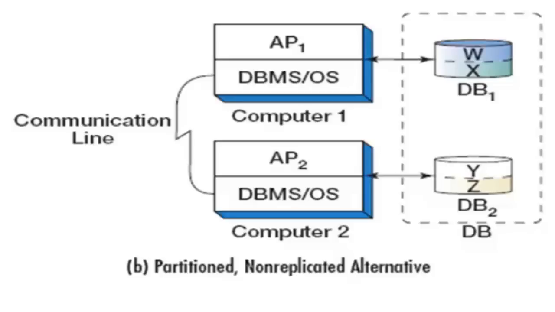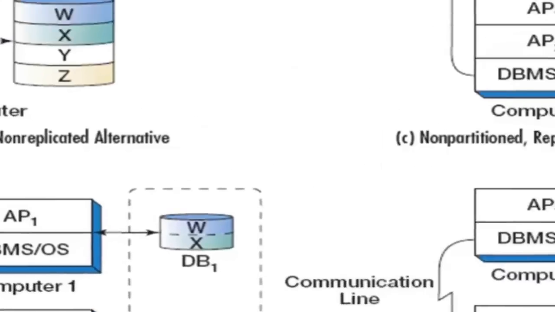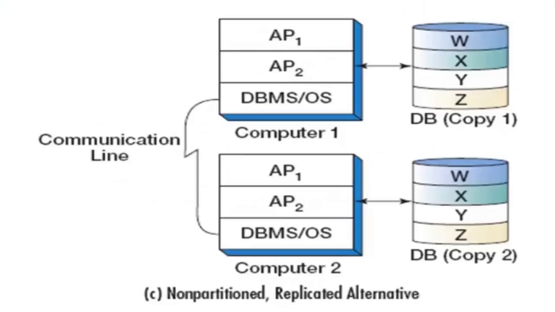In this case, tables W and X are operating on server number 1, whereas tables Y and Z are operating on server number 2, and the two servers are interconnected via a communications channel of some sort. In our third example, we see a replicated database.